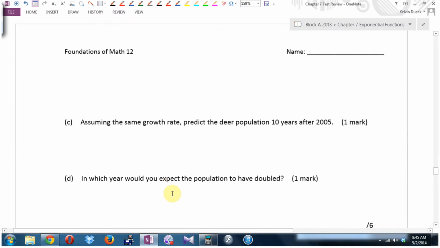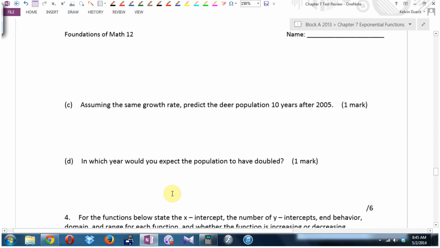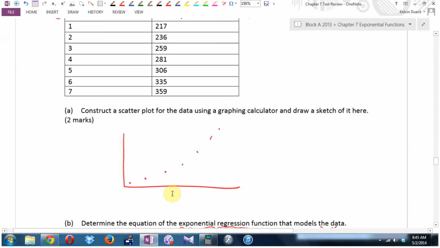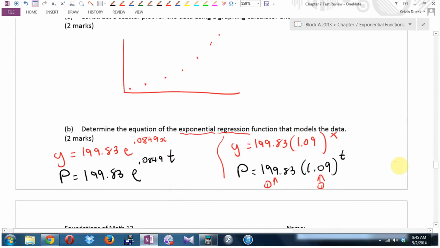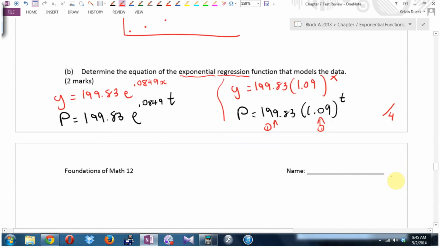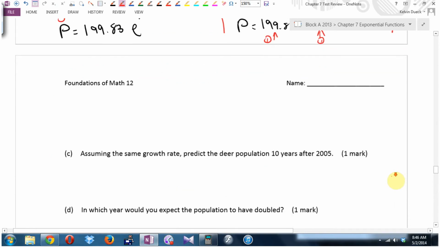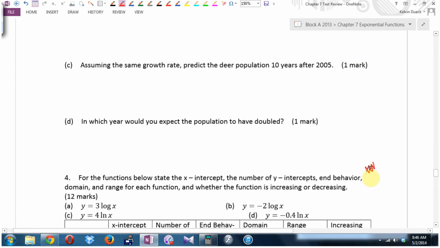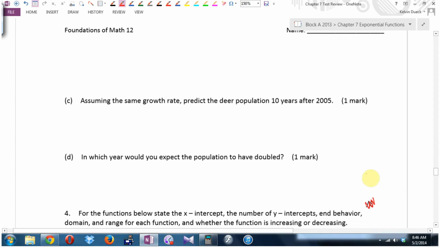C says, assuming the same growth rate, predict the deer population. Oh, this page, I guess, is out of 4. And for some reason, I have an out of 6 there. It's because I changed the spacing. C says, assuming the same growth rate, predict the deer population 10 years after that.